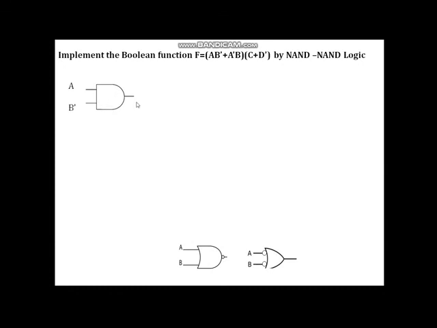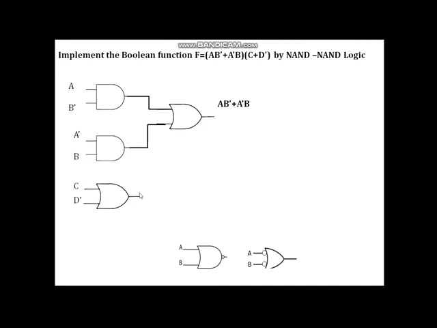The first AND gate gives A B dash, the second AND gate gives A dash B. The outputs of these two AND gates are given to an OR gate, which gives the sum A B dash plus A dash B. Next, C and D dash are given to an OR gate, which gives C plus D dash. Then these two are given to an AND gate, which gives the product, that is F.